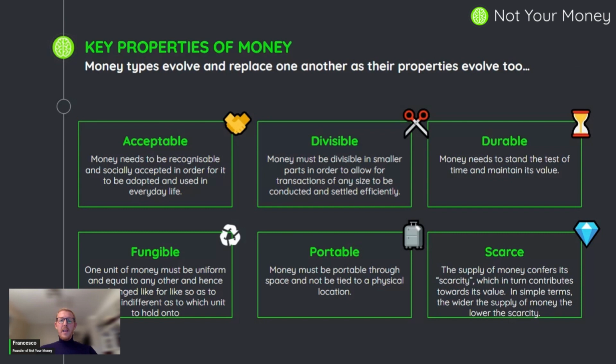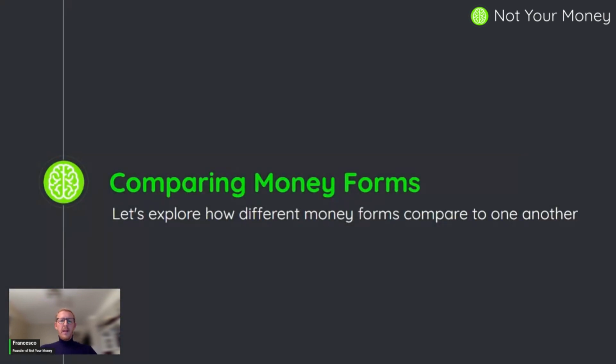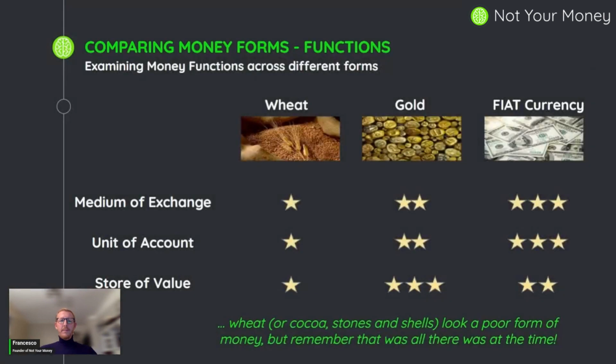To reinforce our understanding of functions and properties of money, we'll now compare 3 different money forms. Specifically, we'll compare wheat, gold, and fiat currencies. So let's see how they stack up against one another. As you see in the figure, it is no surprise that wheat scores relatively poorly compared to the other two, due to its limited properties as a medium of exchange, unit of account, and store of value. That's easy to observe in hindsight, but commodities were all they had at the time.